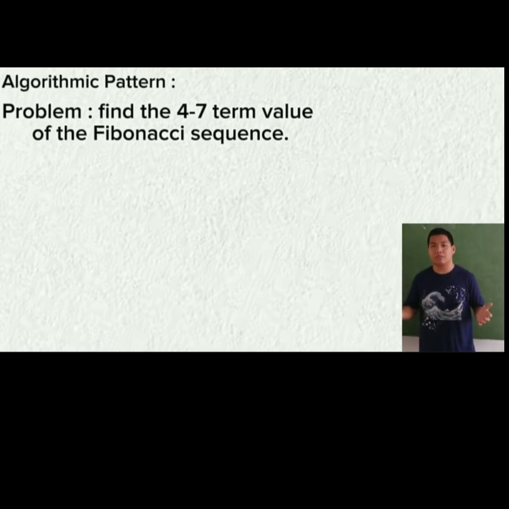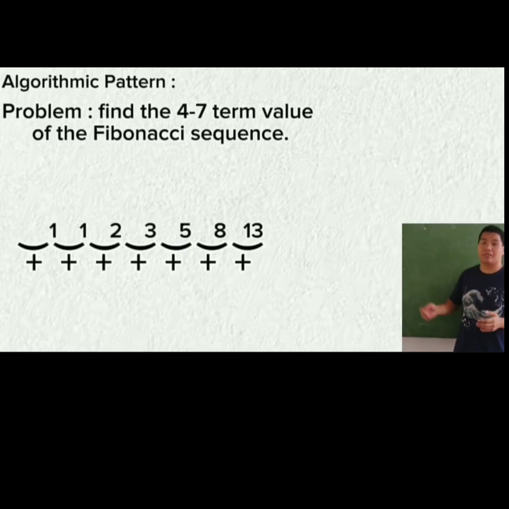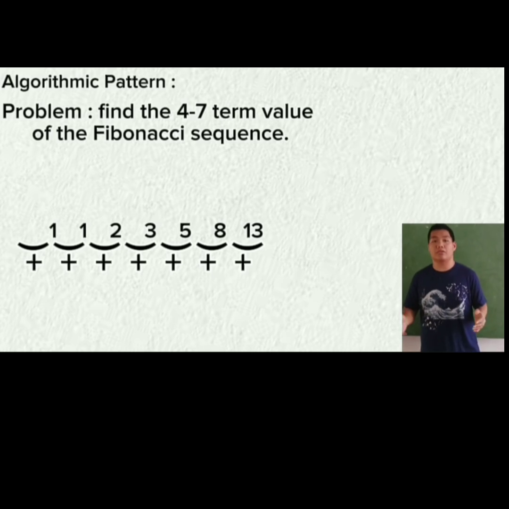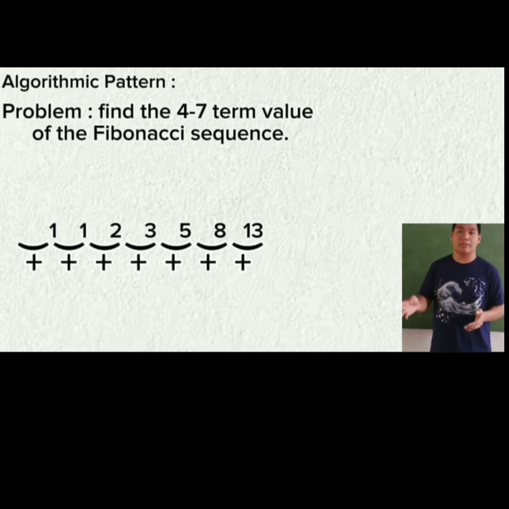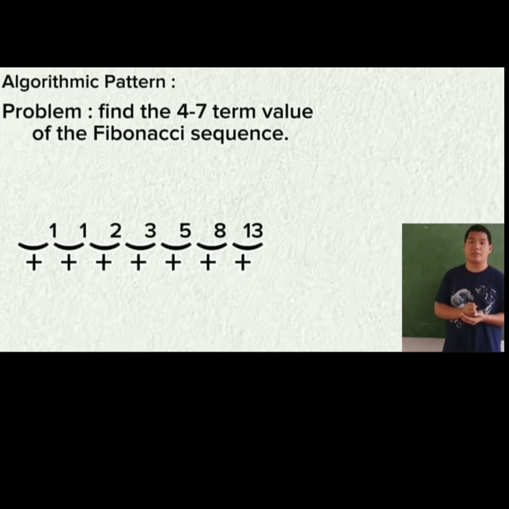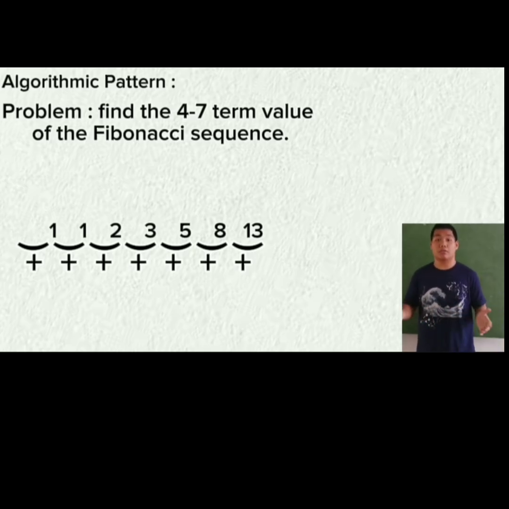sequence. So we would have 1, 1, 2, 3, 5, 8, and 13. Since the problem stated to find the fourth to seventh term value of the Fibonacci sequence, the answer to the problem is 3, 5, 8, and 13. Next, let's illustrate an arithmetic sequence.